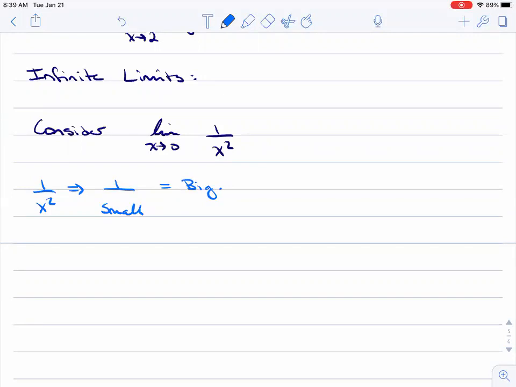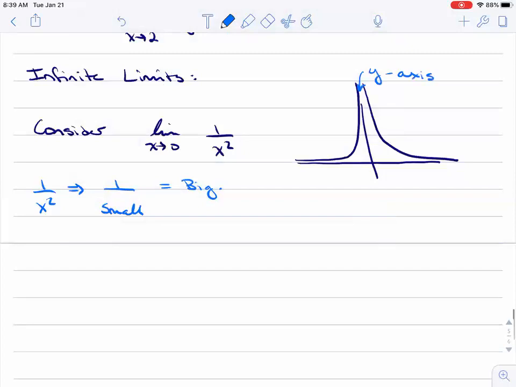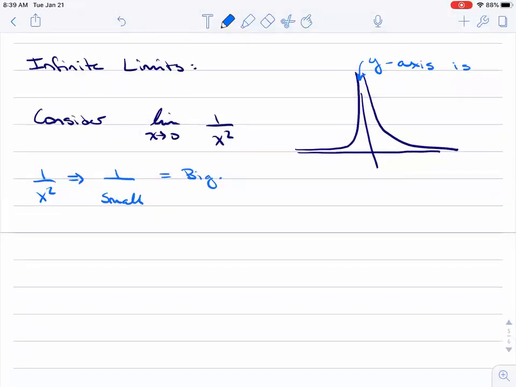And so we can see it by graphing it. You can use something like Desmos or whatever you want. What this is going to look like should be symmetric, but I didn't manage very well. So here, the y-axis is a vertical asymptote.